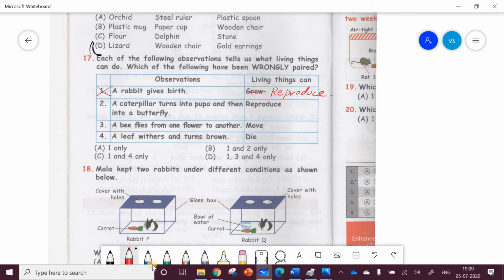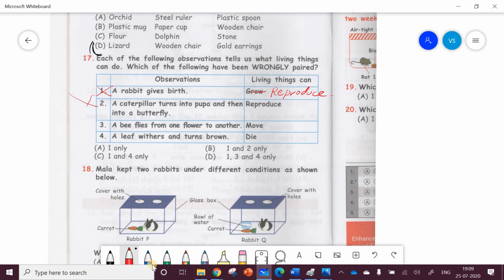The next one is a caterpillar turns into a pupa and then turns into a butterfly. See, what they are trying to tell you here, Avnish, is that there is one caterpillar, and it's growing. It's first growing into a pupa and then it is growing into a butterfly. So what is the caterpillar doing there? Growing, reproducing, or what? Growing. But they have written reproduce. Is it correct or wrong? It's wrong. So obviously option number 2 is also wrong. Can you put one cross there?